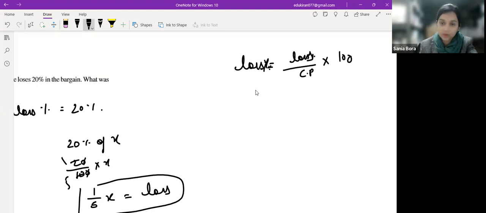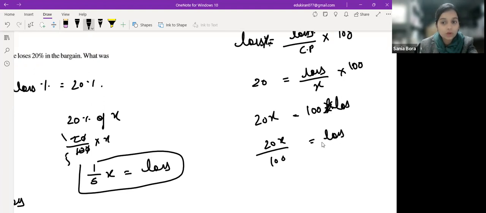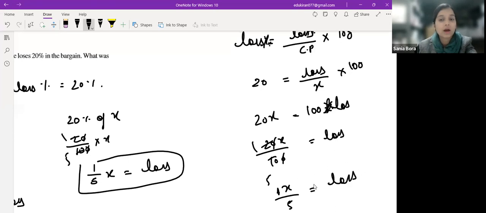Loss percentage equals loss by CP. What is loss percentage? 20. Equals loss, you don't know. CP you can take X, multiplied by 100. So over here, this X will go this side, and 100 multiplied by loss. And this will go this side. This 100 is in multiplication, so this will come here. So it will be 20x by 100 equals loss. 0 and 0 get cancelled. So here also you got x by 5 equals loss. Getting it? How you got it?